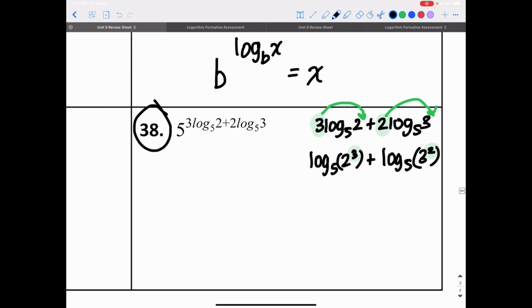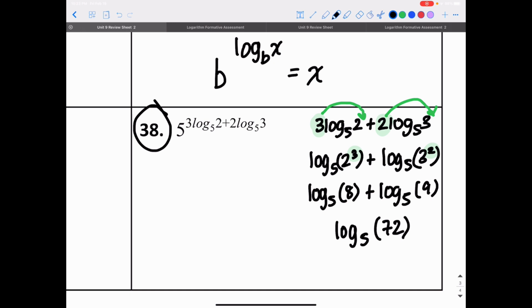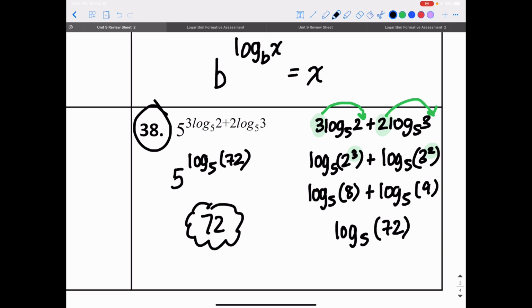If I simplify further, I have log base 5 of 8 plus log base 5 of 9. And then I know because there's addition in between these two logarithms with the same base, I can combine them with multiplication. So I have log base 5 of 72. So this whole problem changes to 5 to the log base 5 of 72. I know my answer is 72. It's what's inside of that logarithm.